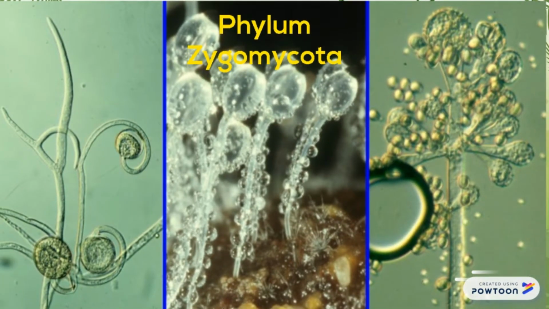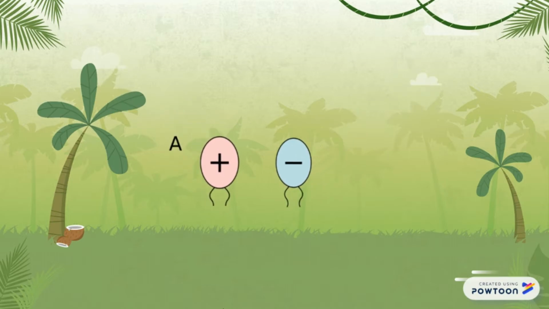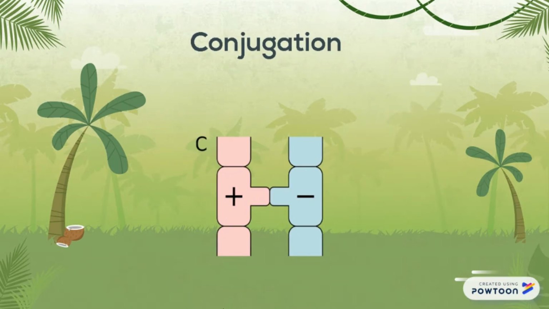First, we have phylum Zygomycota. It is called the sporangium fungi. They are commonly called molds. Reproductive structures called sporangium are located atop of sporangiophores, and sporangium makes spores for asexual reproduction. Another reproduction method, when positively charged hyphae and negatively charged hyphae fuse together, is called conjugation.